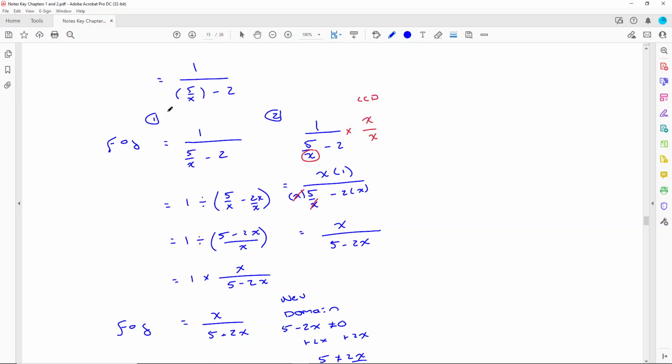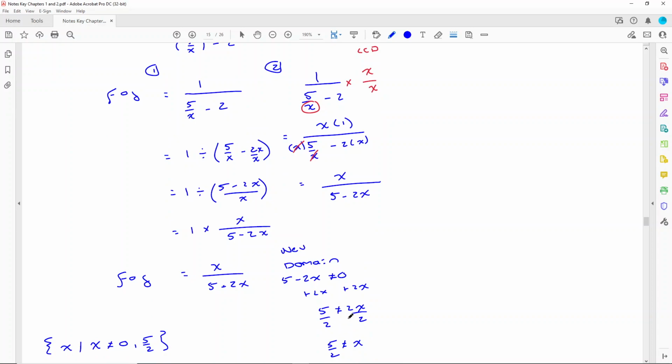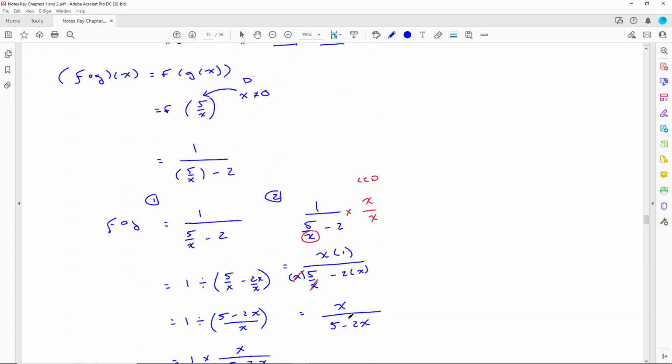So again, two methods. I call this one the creation method because you have to create a common denominator, flip and multiply. And then I call the second one the destruction method because you destroy all denominators that are compound, and then you end up with the answer. But we got the same answer. And no matter what, my new domain is x cannot equal 5 halves. Don't forget the 0, and then you get your new domain.